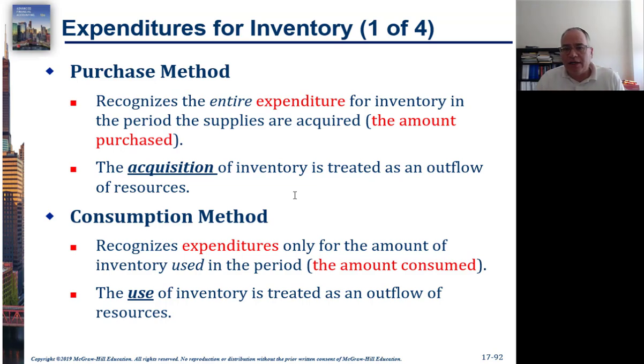The purchase method recognizes the whole expenditure for inventory in the period the supplies are acquired. And the acquisition of inventory is treated as an outflow of resources, whereas under the consumption method, we recognize expenditures only for the amount of inventory used. And the use of inventory is treated as an outflow. So with purchase method, it's more like cash flow. And consumption method, it's more like accrual.